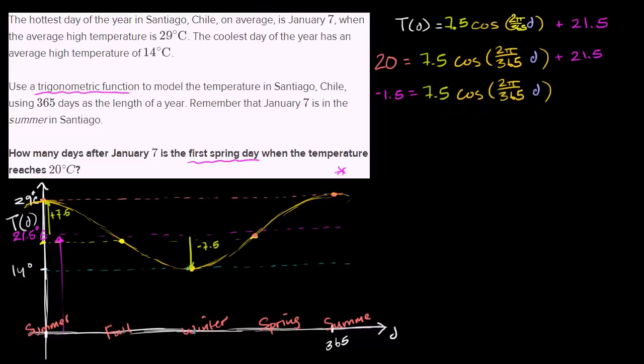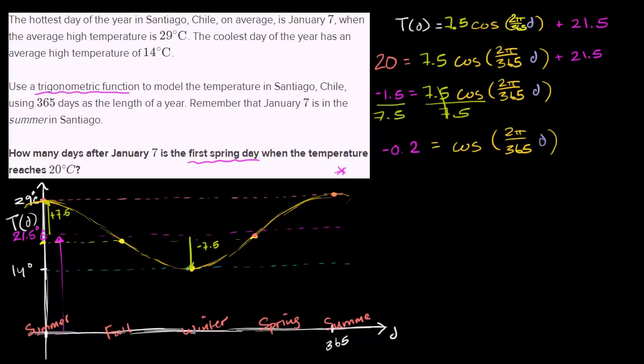Now I could divide both sides by 7.5. Notice I'm trying to solve for cosine and eventually solve for d, but we're going to take a little pause once we have this in terms of cosine, to be careful here. So we're going to divide both sides by 7.5. And actually, I don't even need a calculator for this. 1.5 divided by 7.5, this is 1/5. 5 times 1.5 is 7.5. So this is negative 1/5, or negative 0.2, is equal to cosine of 2 pi over 365 times days after January 7th.